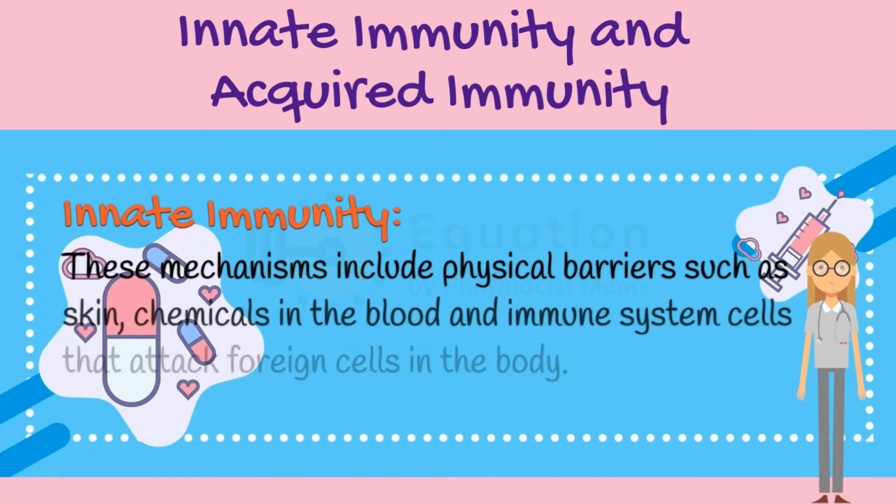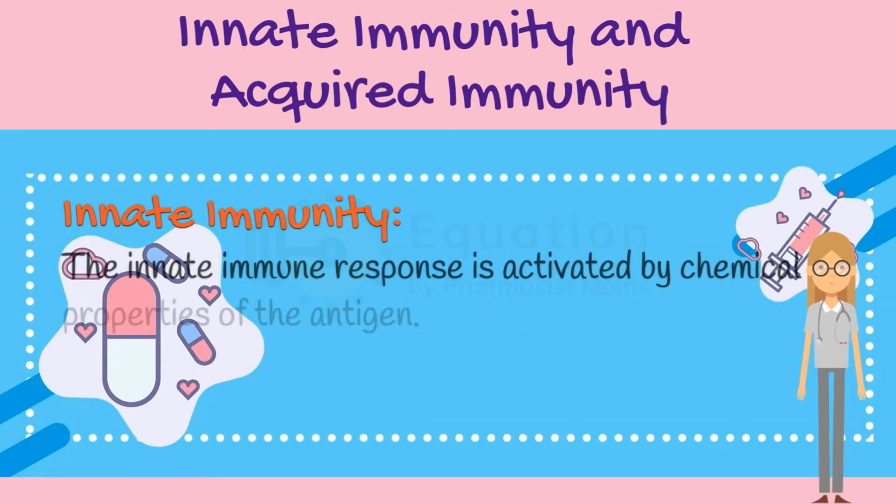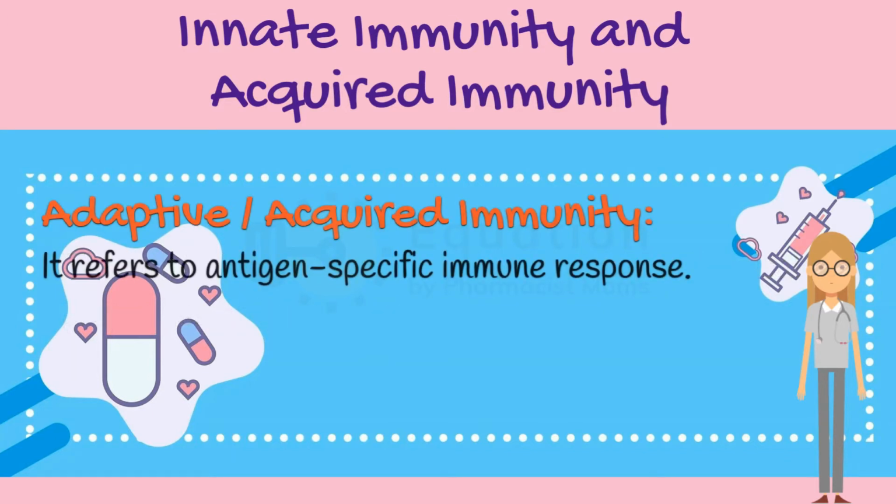These mechanisms include physical barriers, such as skin, chemicals in the blood, and immune system cells that attack foreign cells in the body. The innate immune response is activated by chemical properties of the antigen. Adaptive immunity or acquired immunity refers to antigen-specific immune response.